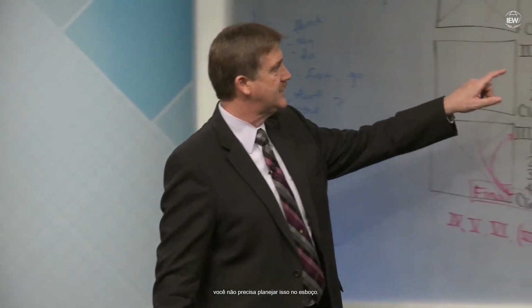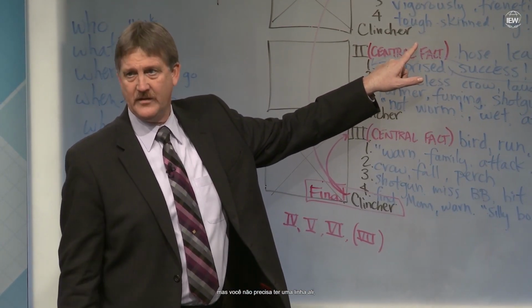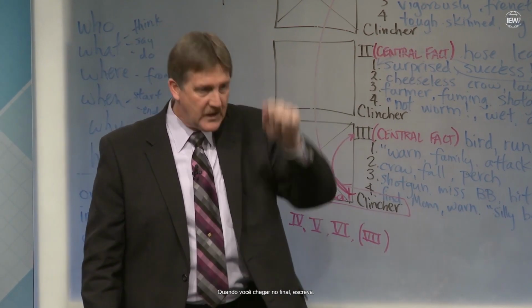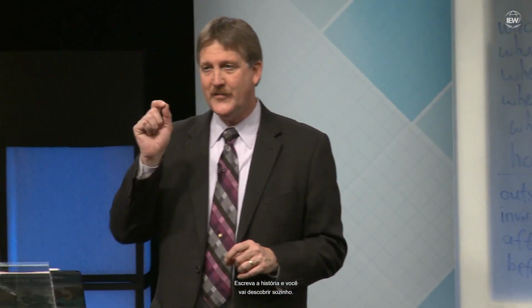That final clincher has the double job. The other clinchers are just having that. But like I said, you don't have to plan this in the outline. I mean, there's a line there, but you don't have to have a line there. You don't have to plan it. You can simply put the word, and when you get to the end, do it. Write the story and you will figure it out for yourself.